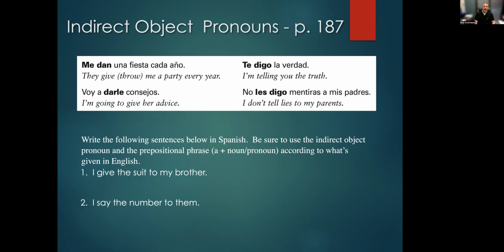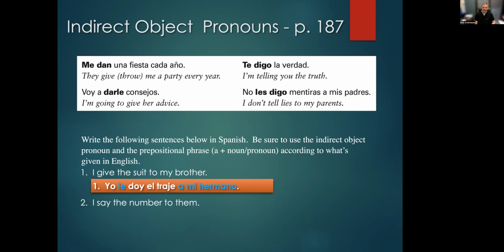All right, número uno, I give. So the subject is I, the verb is give, the suit is the direct object, and to my brother is the indirect object. Yo, the subject, le doy, le being to my brother, doy, the conjugated form of dar, el traje, which is the direct object, a mi hermano, to my brother. So that has to be in there. Yo le doy el traje a mi hermano.